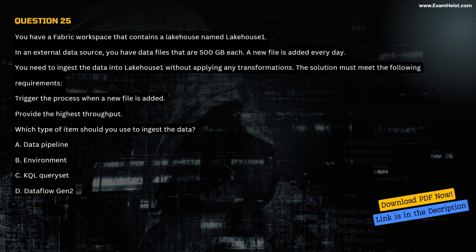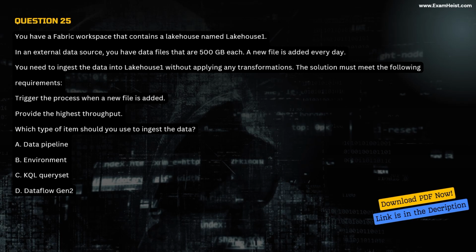Question 25. You have a Fabric workspace that contains a lakehouse named Lakehouse 1. In an external data source, you have data files that are 500 gigabytes each. A new file is added every day. You need to ingest the data into Lakehouse 1 without applying any transformations. The solution must meet the following requirements. Trigger the process when a new file is added. Provide the highest throughput. Which type of item should you use to ingest the data?